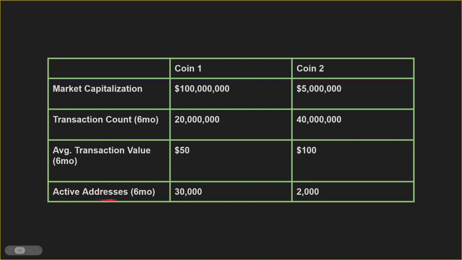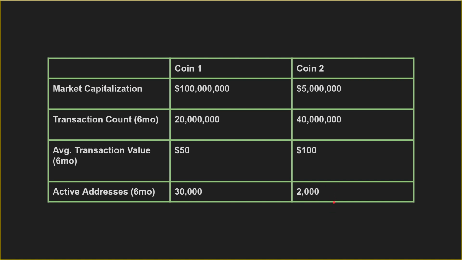And finally, active addresses in the past 6 months. Coin 1 has 30,000 active addresses in the past 6 months recorded, whereas coin 2 only has 2,000. So this gives us a much bigger perspective of the differences between these two coins. We see while coin 2 does have a higher amount of transactions and it's seeing a higher transacted volume per transaction, higher average, there are overall less active addresses. So we could infer that this could be a lower amount of individual users.